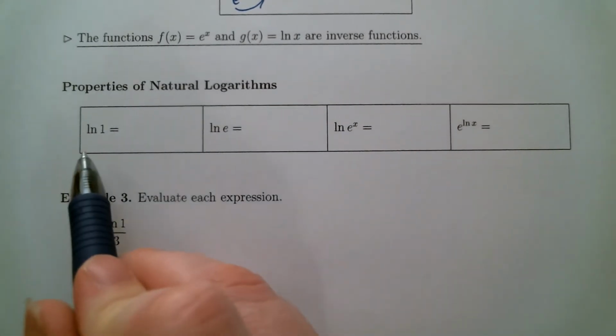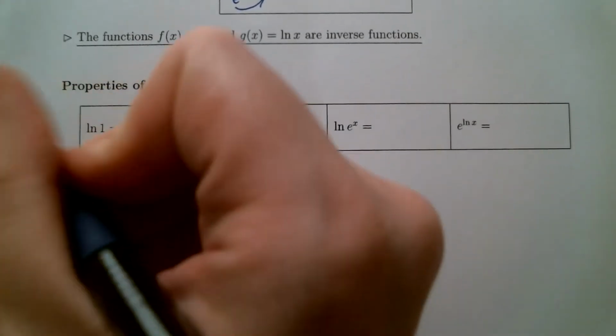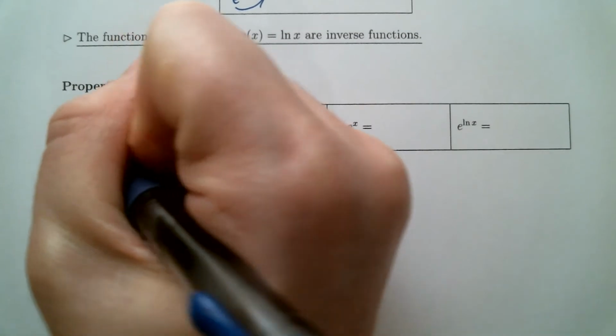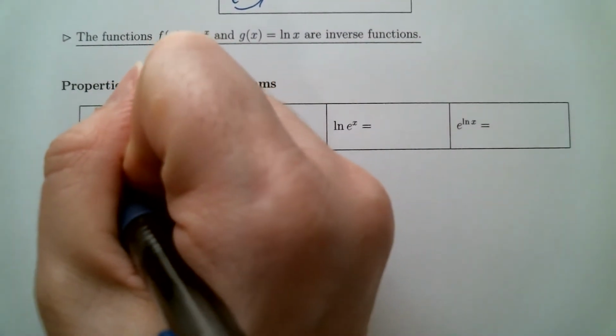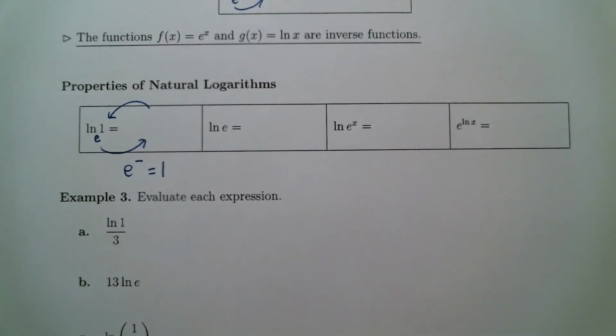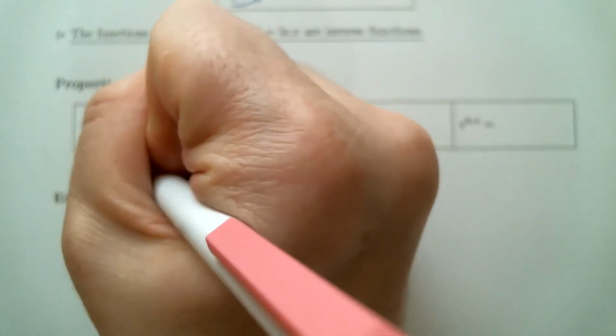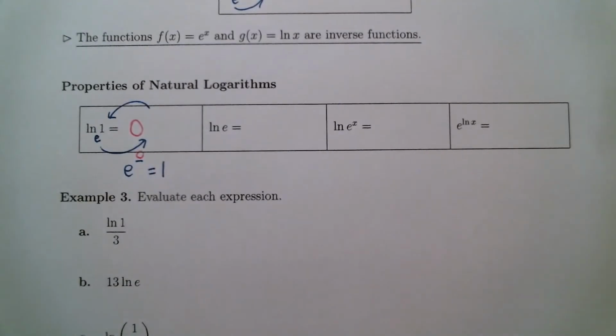If we're trying to figure out what the natural log of 1 is, you can just write in your base if you want. This is saying e to what power is equal to 1? And we know that has to be 0, because anything to the 0 power is 1. So the natural log of 1 is 0.